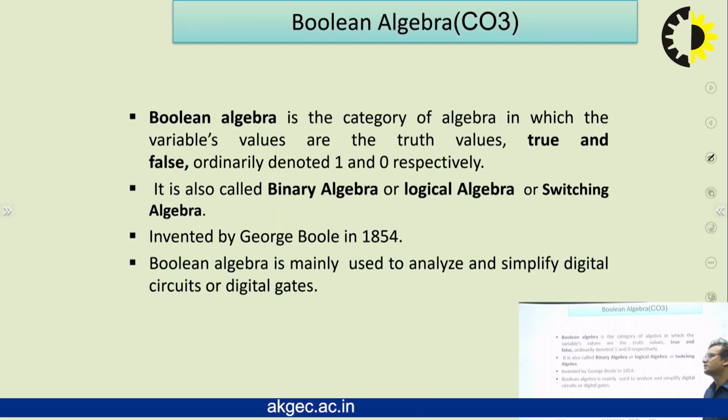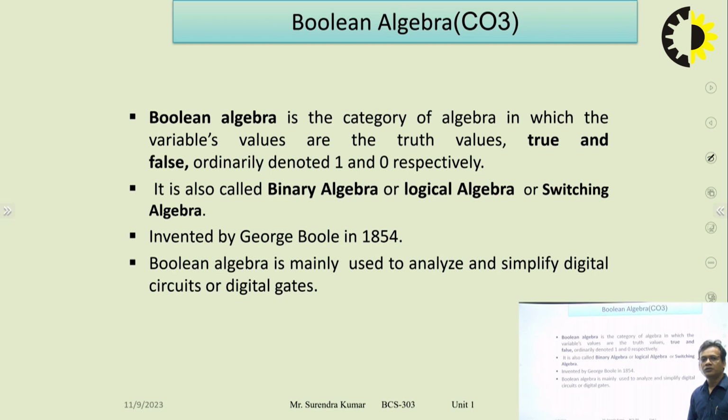First of all, we will discuss what Boolean algebra is. Boolean algebra is the category of algebra in which the variables are truth values. It is true or false, or you can ordinarily denote true by 1 and false by 0 respectively. It is also called binary algebra, logical algebra or switching algebra because this algebra is used to reduce expressions for developing any switching circuit.